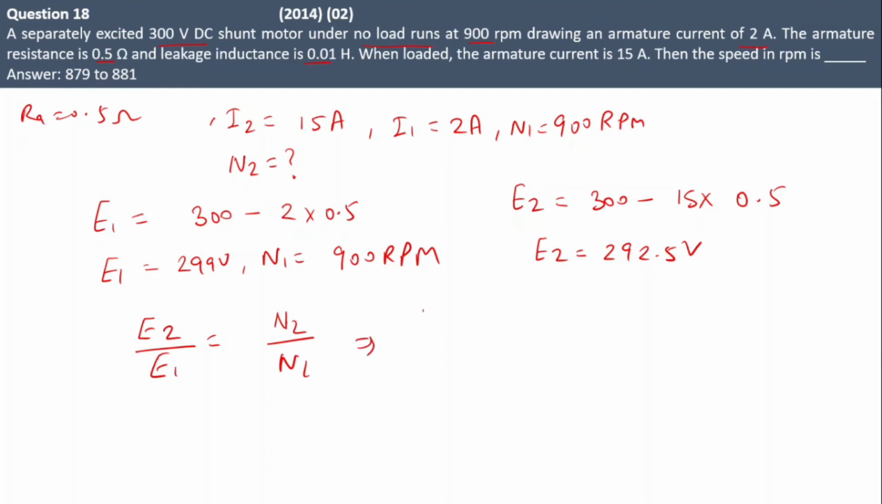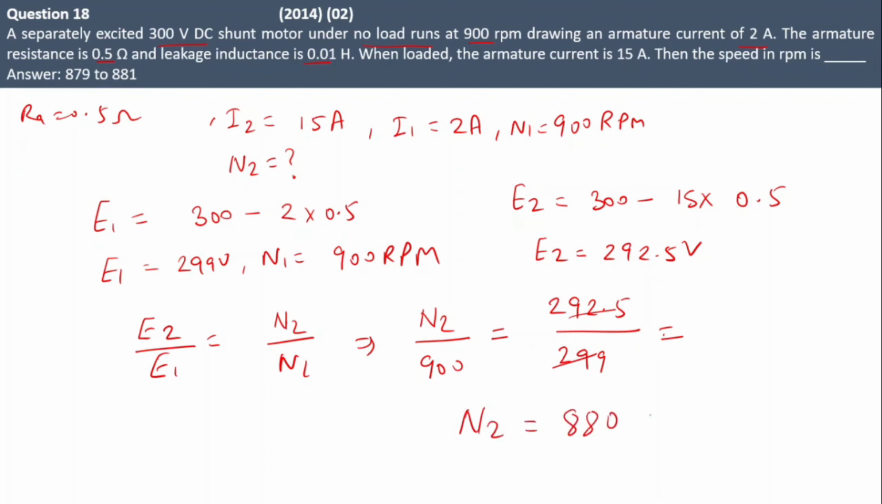Now simple, E2 by E1 equal to N2 by N1. So N2 you have to find out, and N1 is 900, equal to E2 292.5 divided by E1 299. So you will get after solving N2 equal to 880.43 rpm. इजी है. कॉन्सेप्ट क्या है यहाँ पर?